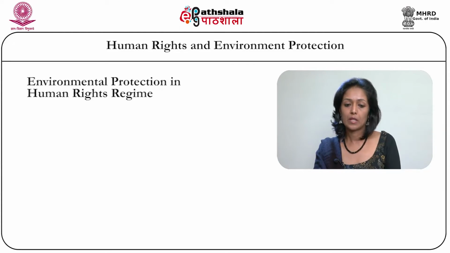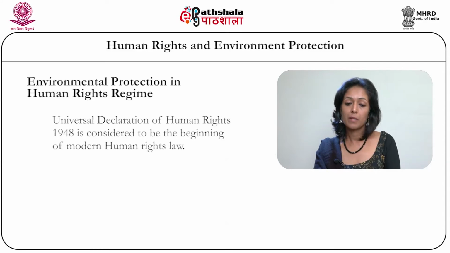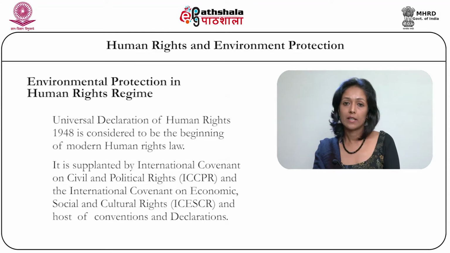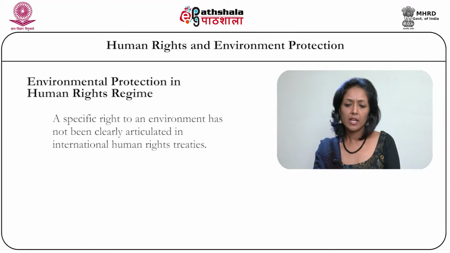If we take the modern human rights regime, it is founded on international law. It is majorly based upon the Universal Declaration of Human Rights, which was adopted in 1948, and this human rights doctrine enshrined in the UDHR has been further articulated in subsequent human rights treaties, including the International Covenant on Civil and Political Rights and the International Covenant on Economic, Social and Cultural Rights. A specific right to an environment has not been clearly envisaged in any of these conventions.